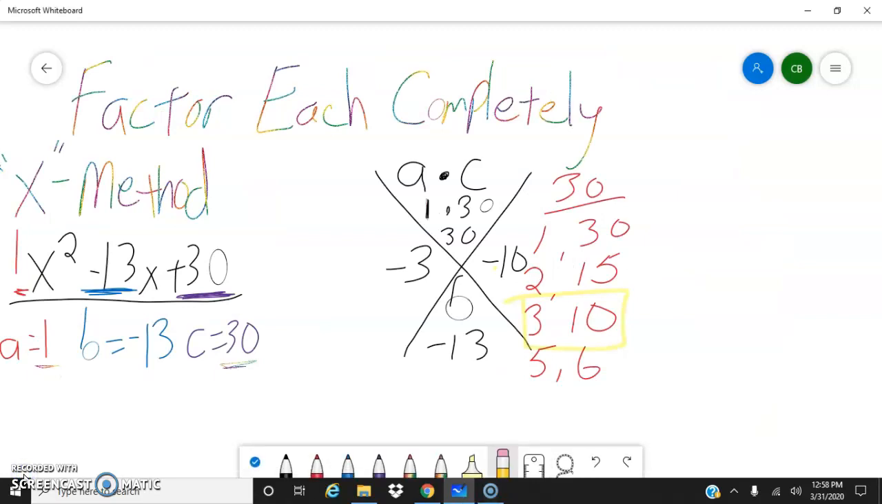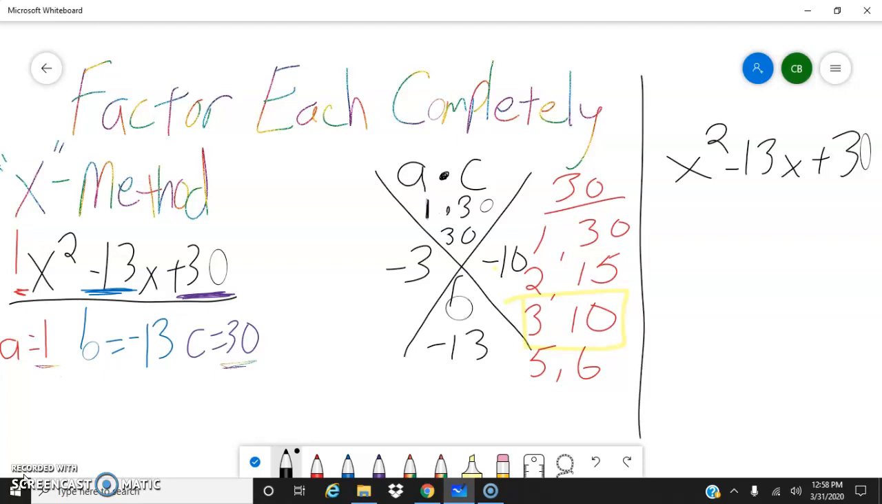Alright, so now, our original expression over here was x squared minus 13x plus 30. Essentially what we're doing is working backwards from where we started in this chapter. From our original expression, we're going to break this down into two sets of parentheses. We're going to factor that expression.